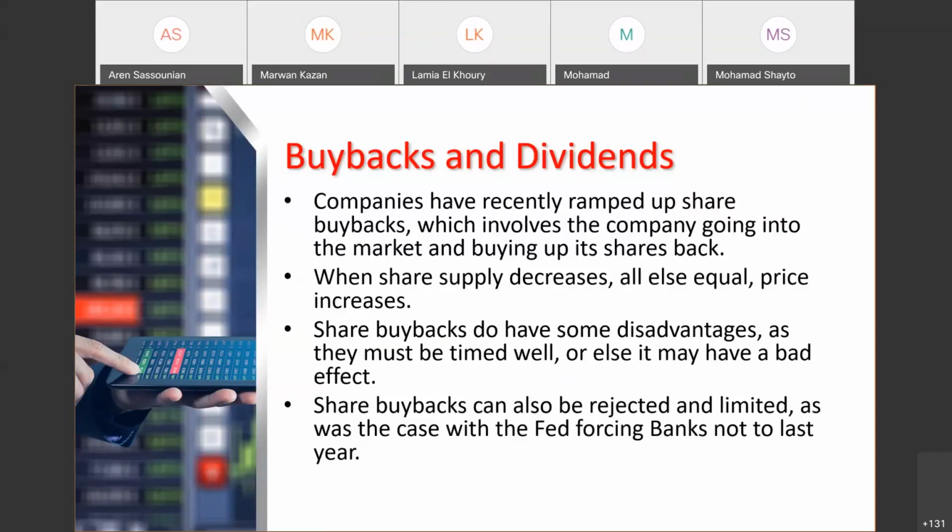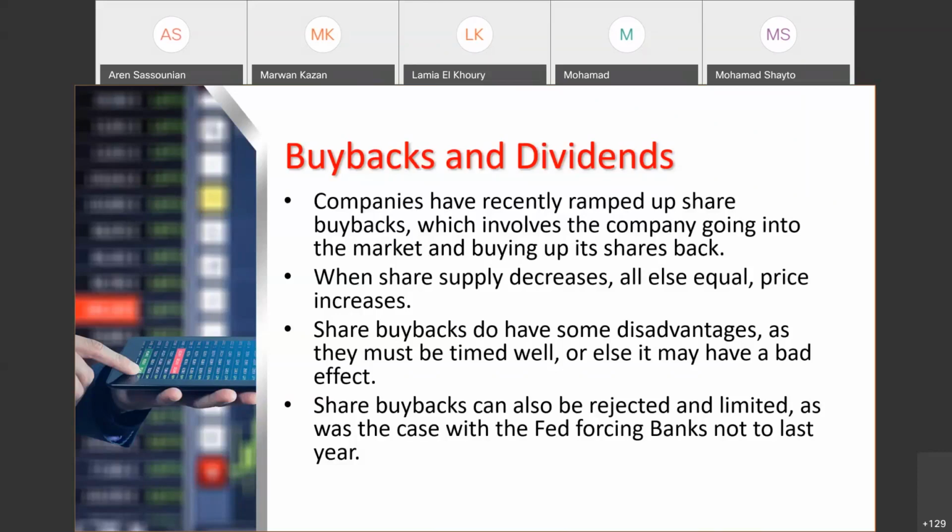Buybacks are something that have become very common nowadays. It's when a company basically goes back to the market and ends up buying its own shares. So it basically lowers the float, if you will. The company, say it made $1 million, uses some of that money to acquire its shares back from the market. So it's basically dividing the piece of pie into smaller parts, because now most of it belongs to the company again. So the float is going less and less, which means supply is decreasing, which means the price of the stock increases.